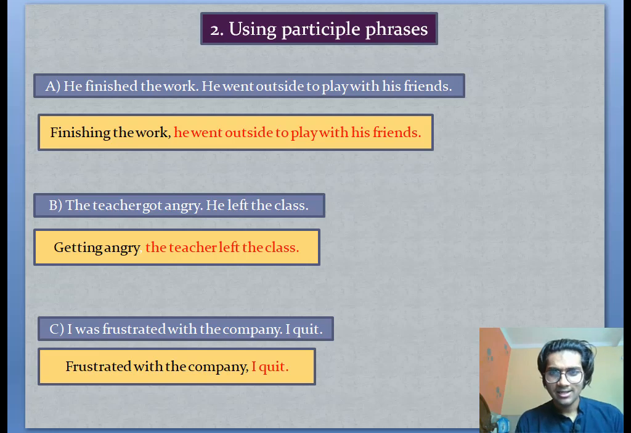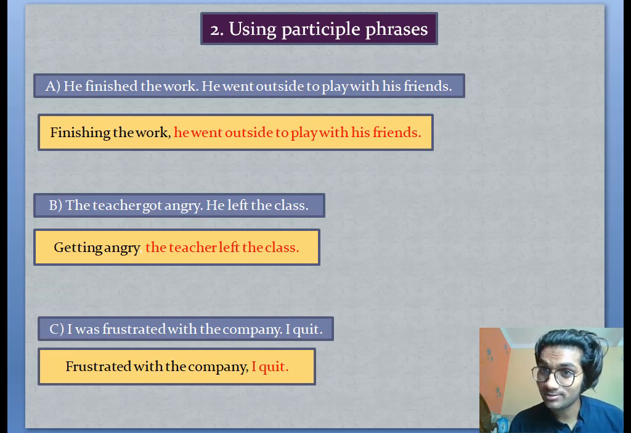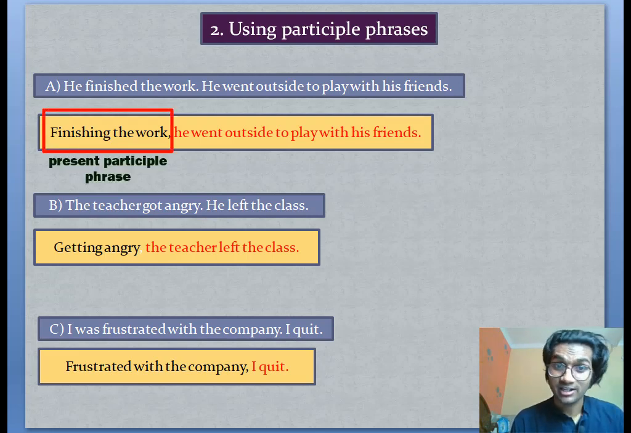Let's do it. Example number one. He finished the work. He went outside to play with his friends. Okay. What happened first? He finished the work first, then he went outside to play with his friends. And the subject of both these sentences is the same, he. When you have two sentences with the same subject and you have two actions where one happened first and then the second action, you can change the first action into a participle phrase. Look at the example. Finishing the work, present participle phrase, starting with the present participle finishing. Finishing the work, he went outside to play with his friends.